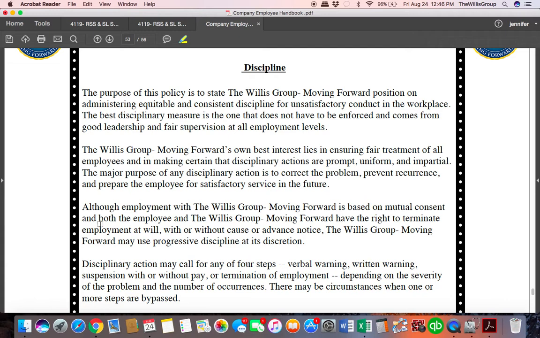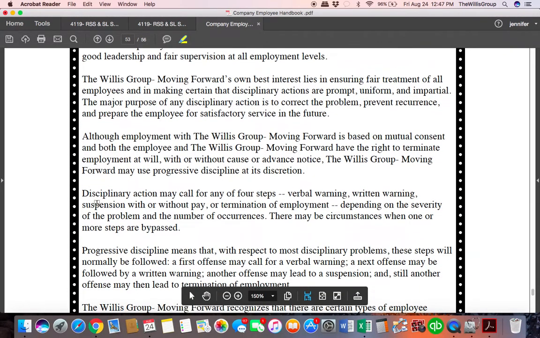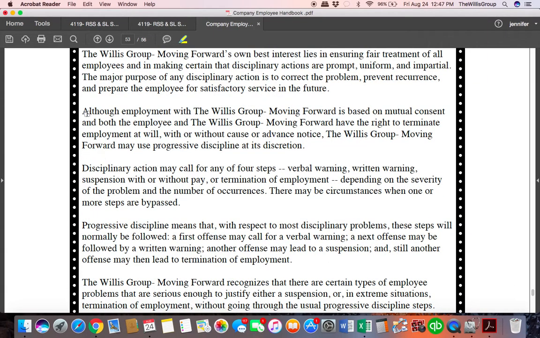Page 53, and as we are getting ready to wrap up this training for our company handbook, our last policies discuss discipline. With individuals, we are hoping to stay away from having to discipline, but unfortunately that does happen at times. So the purpose of this policy is to state the Willis Group's position on administering equitable and consistent discipline for unsatisfactory conduct in the workplace. As we go through the discipline procedures, we are pointing out and highlighting what things constitute a need for disciplinary action.